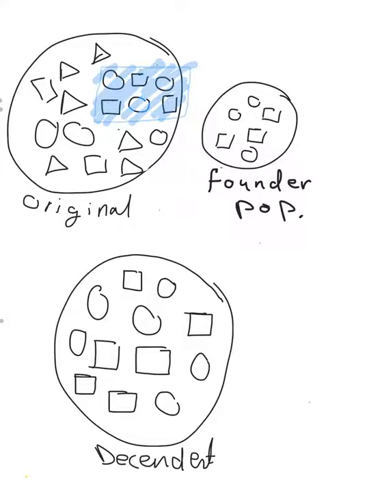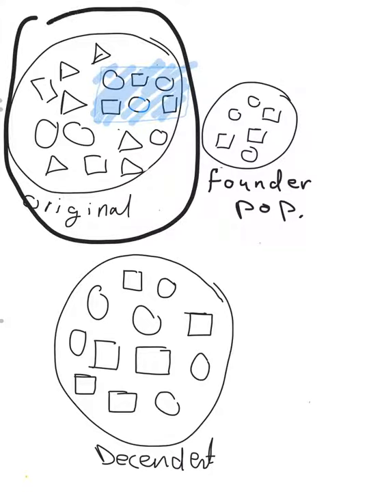So here's an example of the founder effect. As you can see here, you have an original population consisting of three shapes: the triangle, square, and the circle. Then a small group of the population splinters off, consisting of the shapes square and the circle. This splintering off will then lead to the formation of the founder population consisting of the squares and the circles.